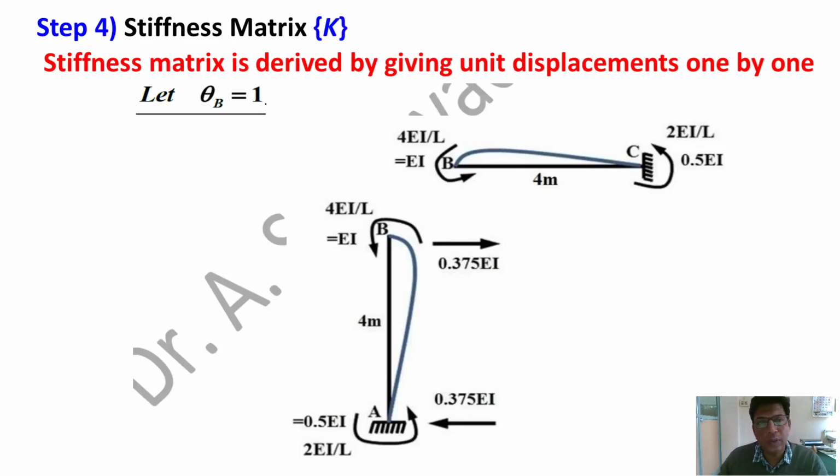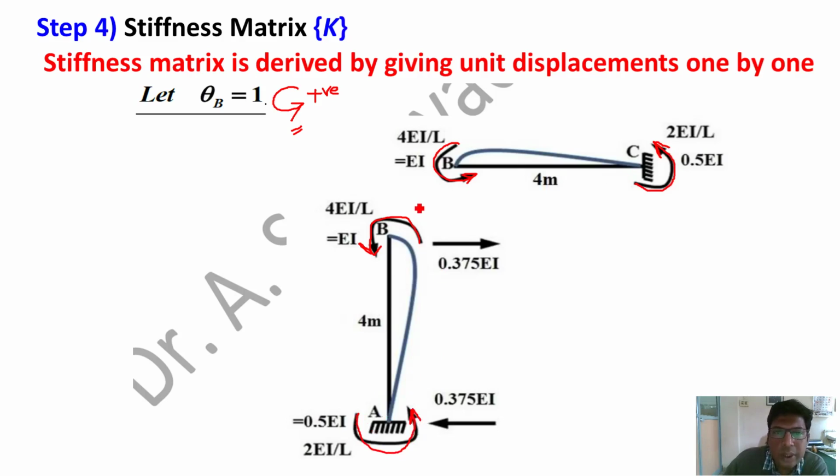Okay. So in the first figure, let theta B equal 1. Give the unit positive rotation at point B. Positive means anti-clockwise. So rotate joint B in anti-clockwise sense by unit rotation. To rotate joint B in anti-clockwise sense, we have to apply a moment in anti-clockwise sense. So this is the anti-clockwise moment applied at point B. Okay. So if this is anti-clockwise, at the far end also it is anti-clockwise. So the nature of all moments will be anti-clockwise now.